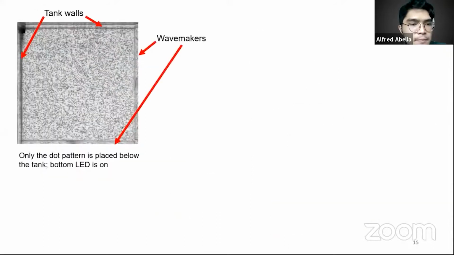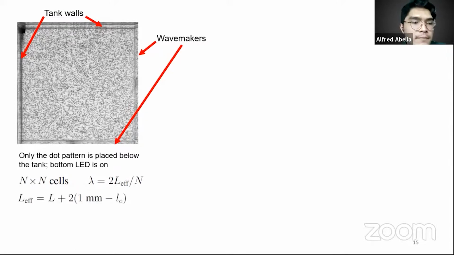So this is the setup. And to image the waves, only the dot pattern is placed below the tank and the bottom LED is on. And to generate n by n cells of the vortex lattice, you have to take note of the required lambda value, which is equal to 2 times L effective over n, where L effective is this quantity here.